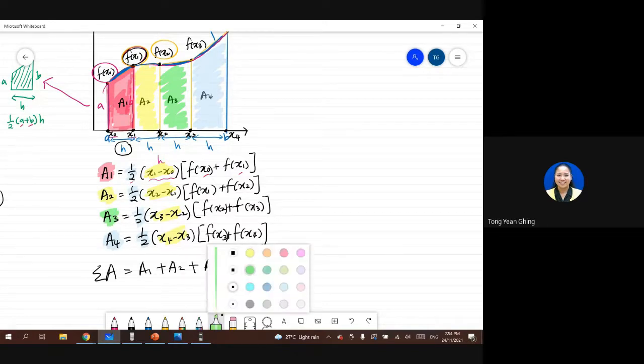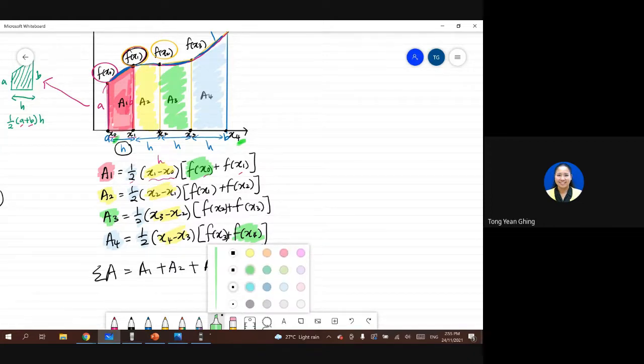Kalau tengok, here we have one f0, and we will have only one f4. That means the first value of y, y0 and yn, okay? Because now we have only until 4. So the first and the last, kita akan ada sekali je appear.